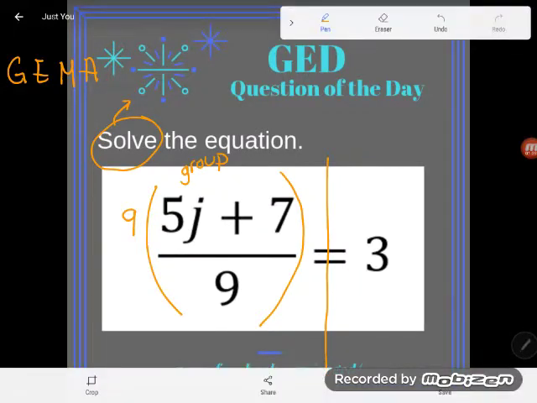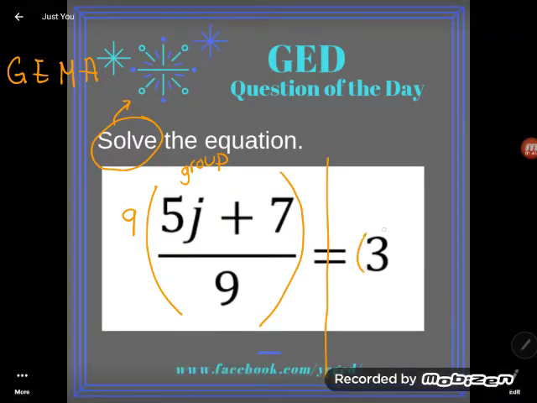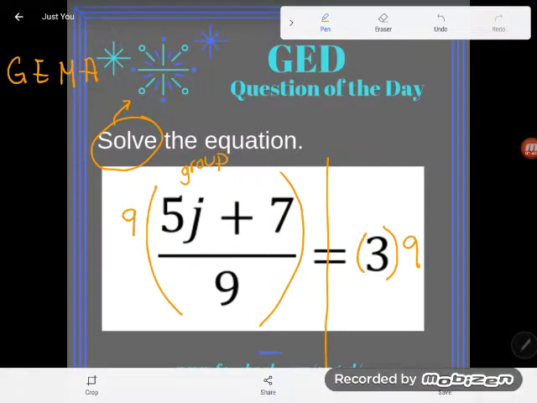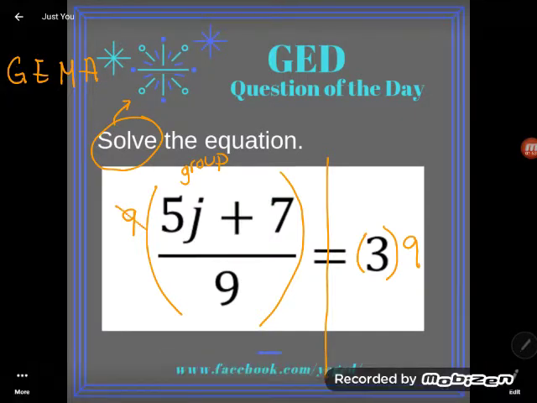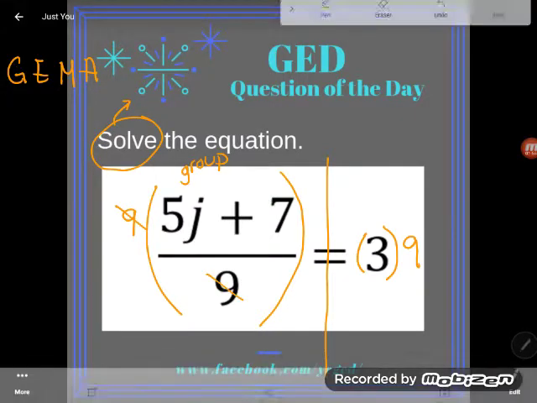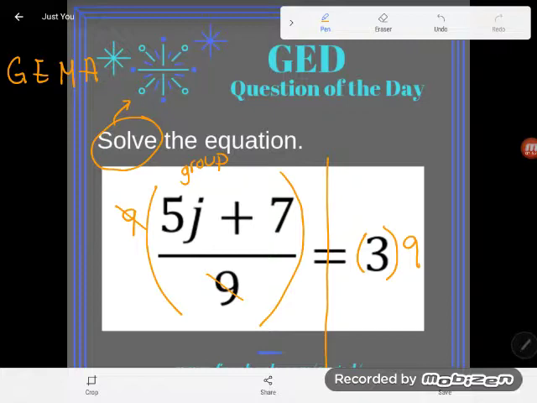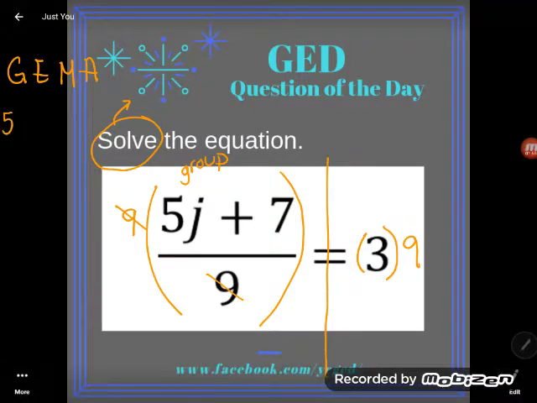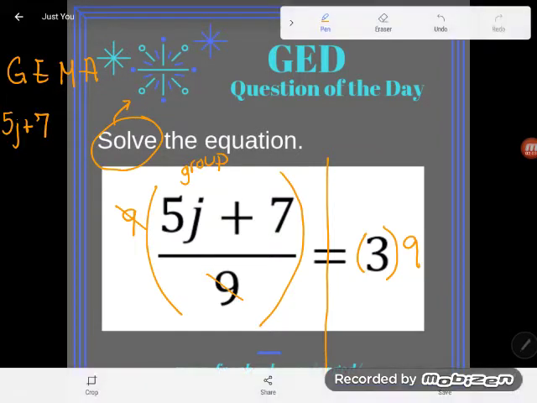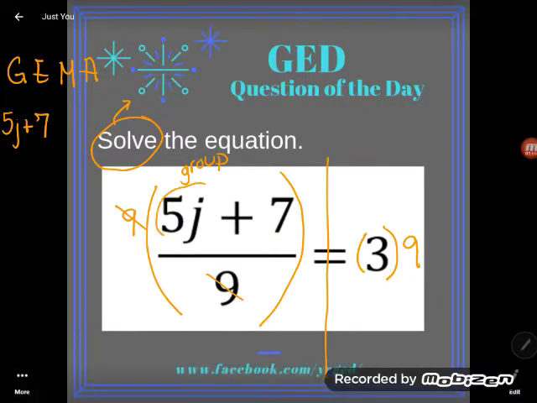You say, Kate, is that legal? Can I do that? Well, you've got an equation. You can do whatever you want as long as you do it to both sides. I'm going to times the right-hand side by 9 as well. Let's see what happens. On the left-hand side, multiplying and dividing by 9 are opposites. They cancel. That's gone. The only thing I have left is 5j plus 7. I'm going to write it over here on the left since I'm running out of room. And then see, right here, 5j plus 7. That was all I had left.